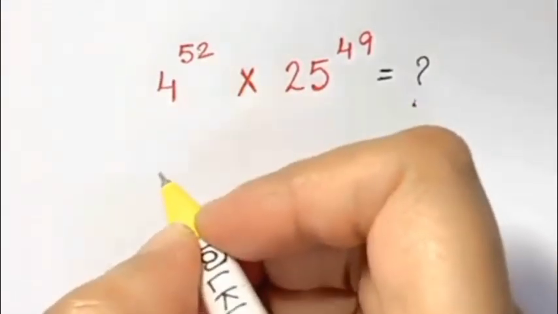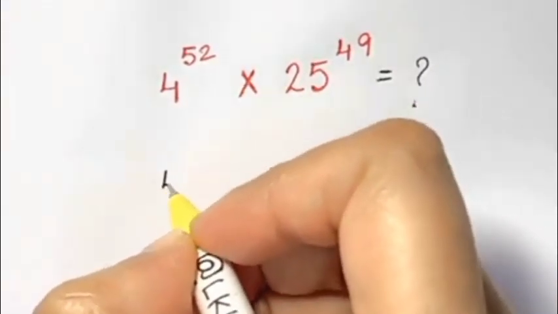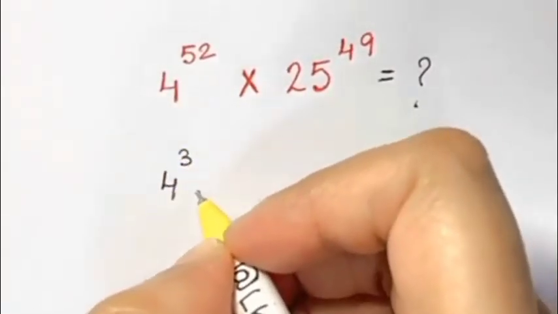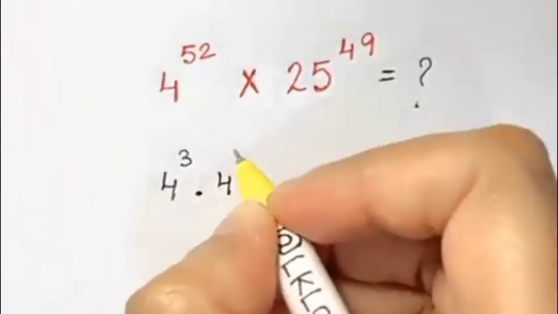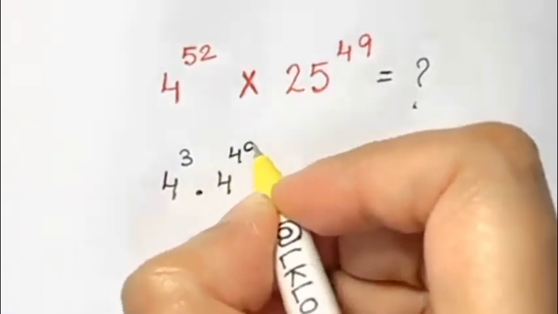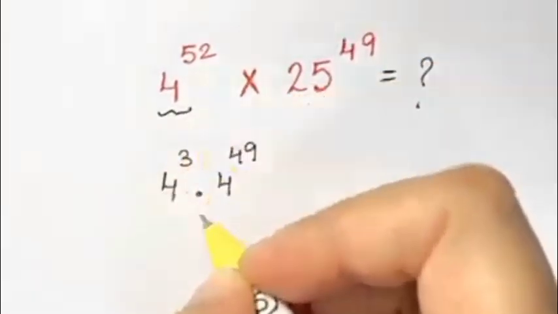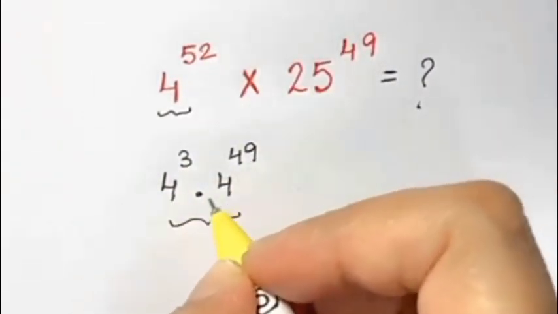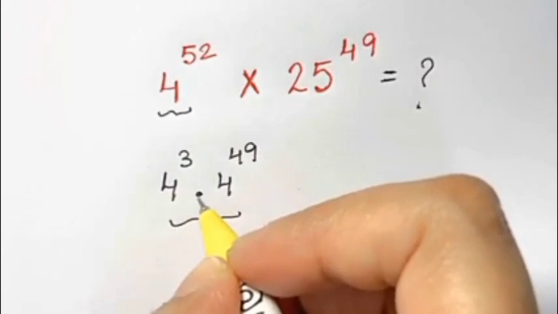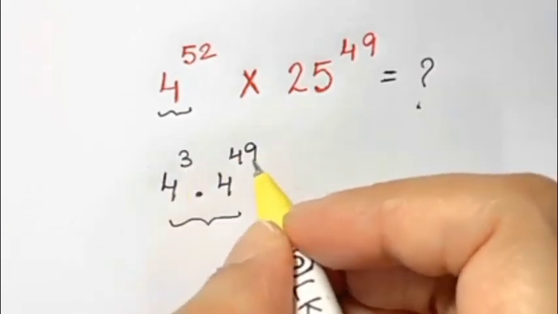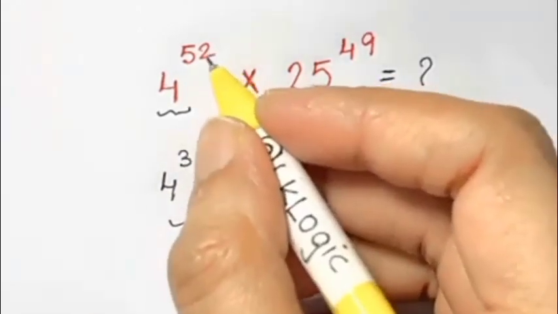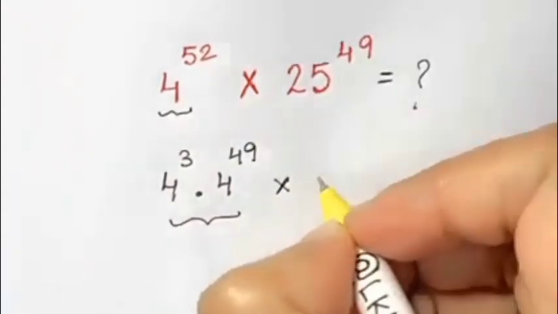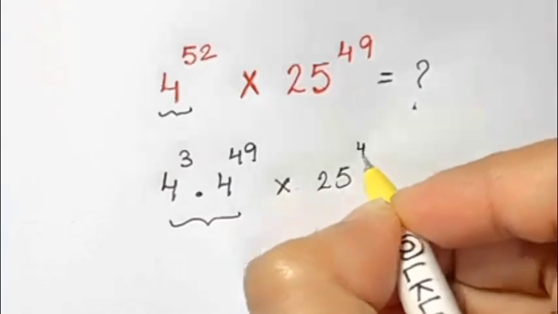I'm going to write it as 4 cube times 4 to the power of 49. This term can be written as 4 cube times 4 to the power of 49. So you have the same base, and multiplication in between means adding the powers. So 3 plus 49 gives you 52 back. Now I have times 25 to the power of 49.